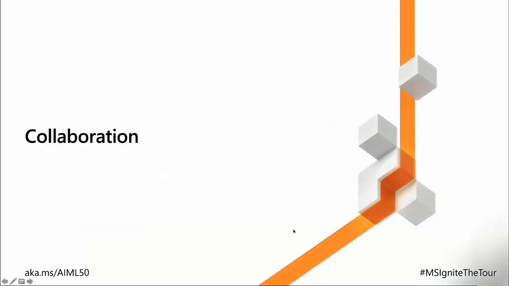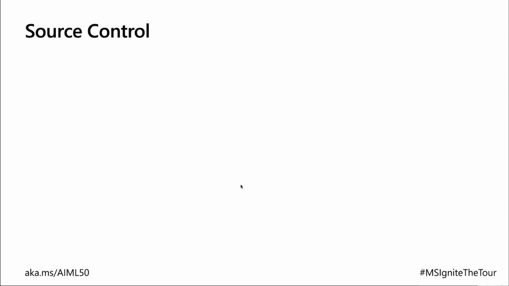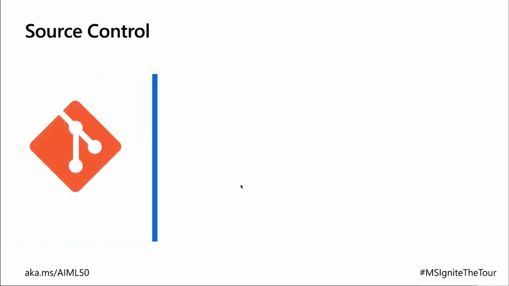So when I was talking about how we actually did this in Visual Studio Code, this is about collaboration. And this is one of the big things that comes to us from DevOps. Some of the DevOps good practices that we want to look at in this session are source control, continuous integration, and continuous delivery. So in terms of source control, we want to make sure that we're able to share our code between members of our team.